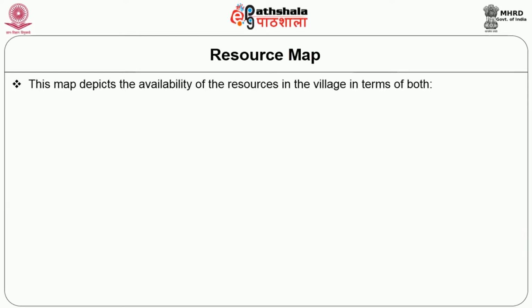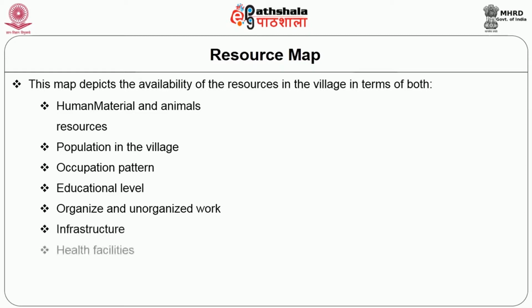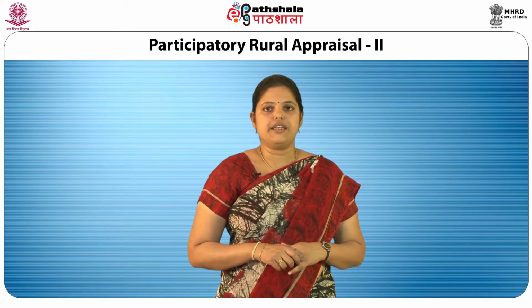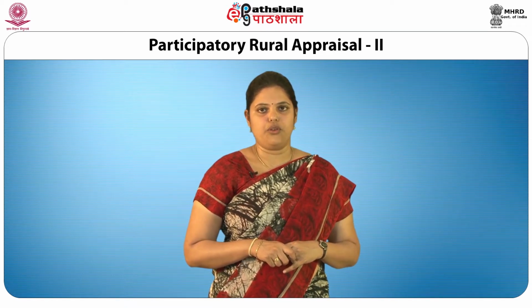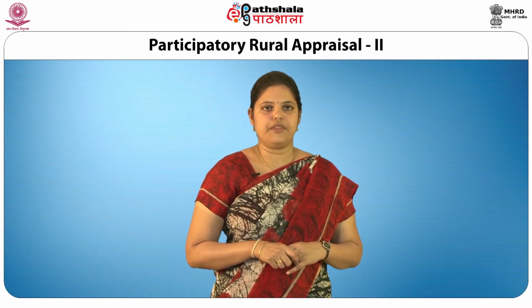This map depicts the availability of the resources in the village in terms of human, material and animal resources, population in the village, occupation pattern, educational level, organized and unorganized work, infrastructure, health facilities, stationery, groceries, etc. Transportation, vehicles such as cycle, bus, two-wheelers, four-wheelers, auto, tempo, truck availability in the village. Depending upon the objective of the PRA, items under resource inventory are identified and documented for the village as a whole. This method helps in gauging the economic level of the village and the farmers.